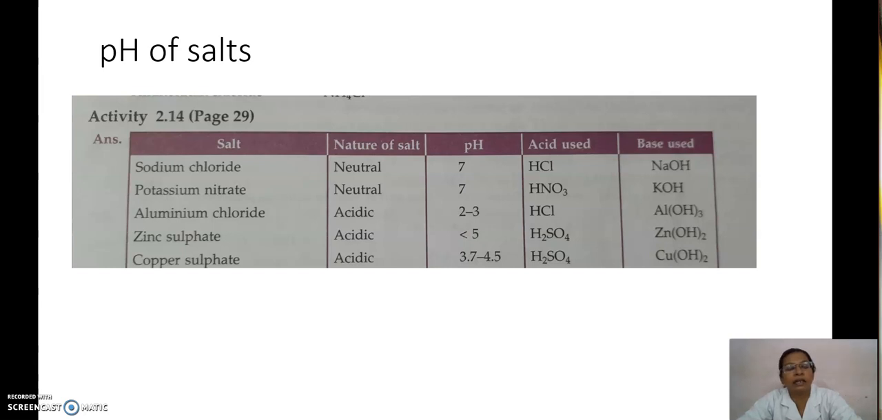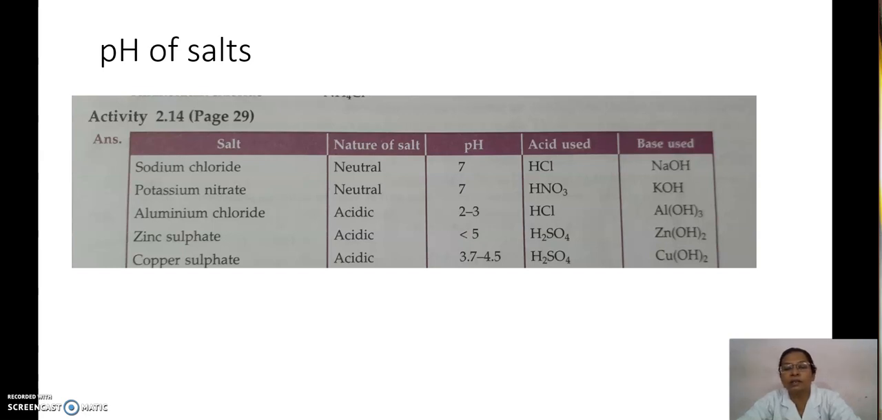And next, the salt is aluminum chloride. When we are checking, we can see that the color is between orange and yellow. That color is developing, so we know that the pH value is between 2 and 3. If the pH value is less than 7, then we have already studied it will be an acidic salt. So we will check what is the base and what is the acid used.